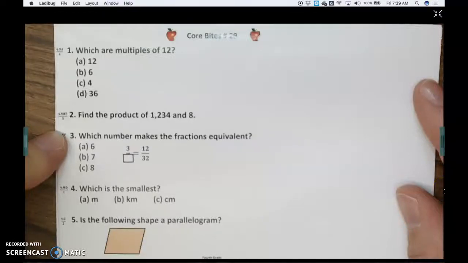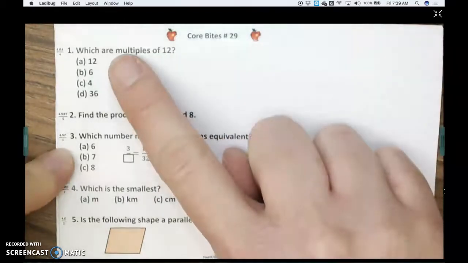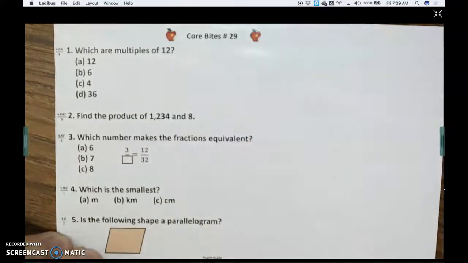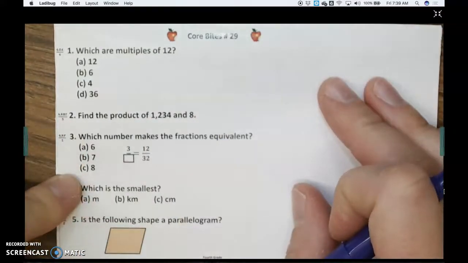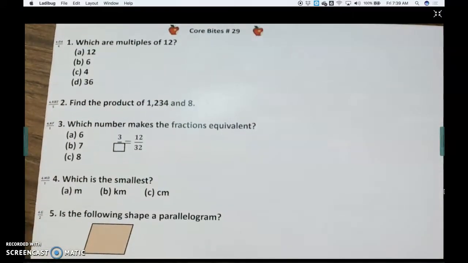All right, everybody. So here is your Core Bites number 29. Number 1 says, which are multiples of 12? So you have 12, 6, 4, and 36. And so the way that you would do the multiples of 12, so basically you're trying to come up with what numbers you can multiply with 12 to make a new number.